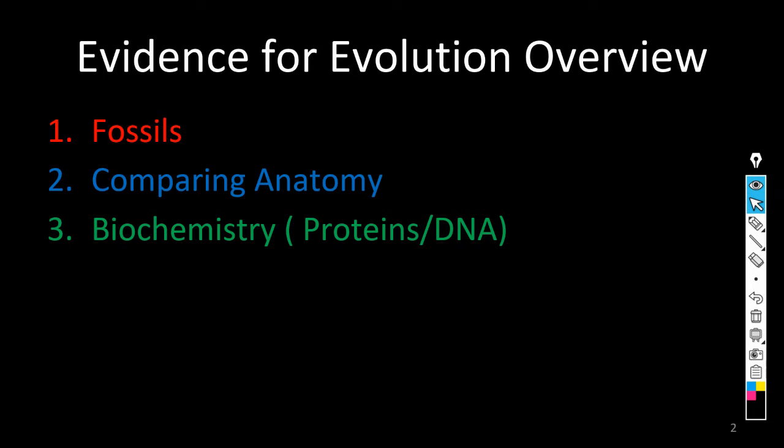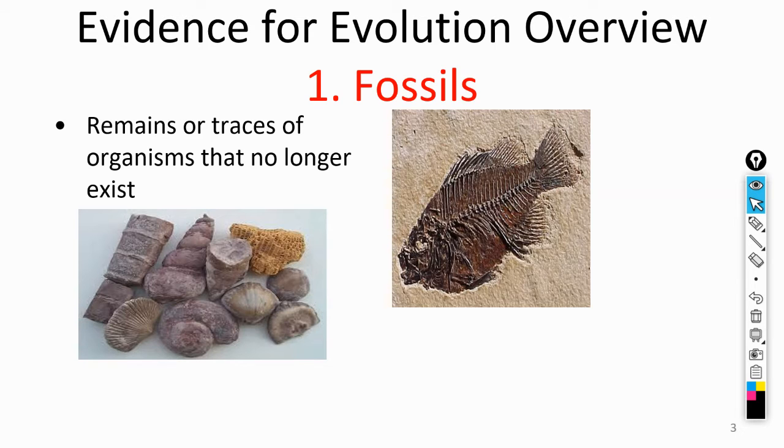So, we're going to look at how we compare proteins that organisms make and DNA that organisms have in order to provide evidence for evolution. We'll start off with fossils. First, we'll start by examining what fossils are.